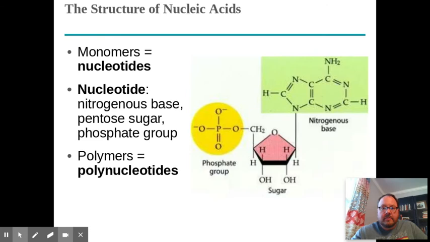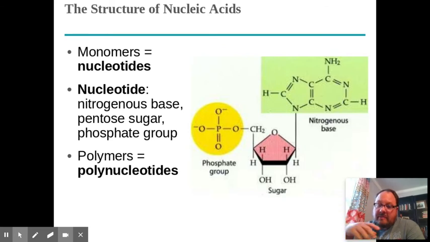Let's see. Now, it is a true macromolecule. It is a polymer. The polymer is sort of a funky name. It's called a polynucleotide. The monomer is what I'd like you to focus on. It is a nucleotide. So the monomers of carbs were monosaccharides, right? Saccharine means sugar. So monosaccharides are single sugars. Nucleotides are the monomers that build up DNA and RNA. Now, please pay particular attention to the structure of a nucleotide.